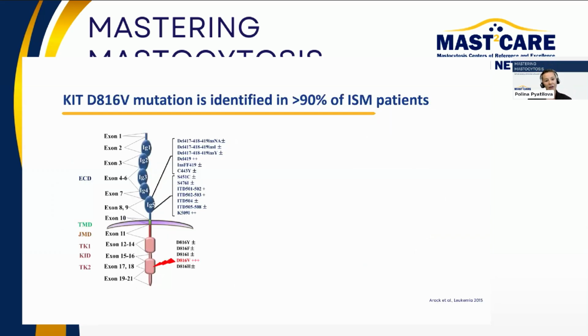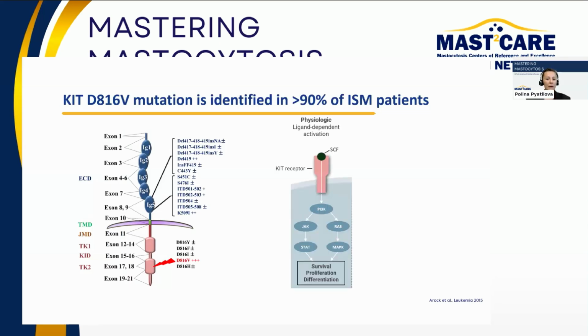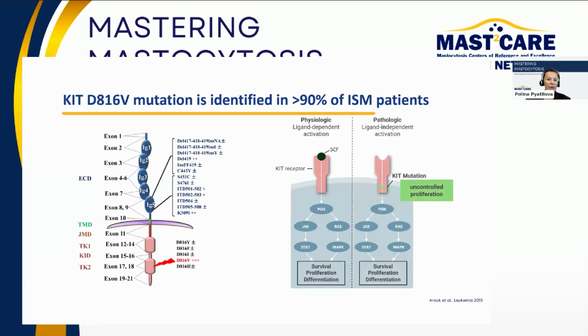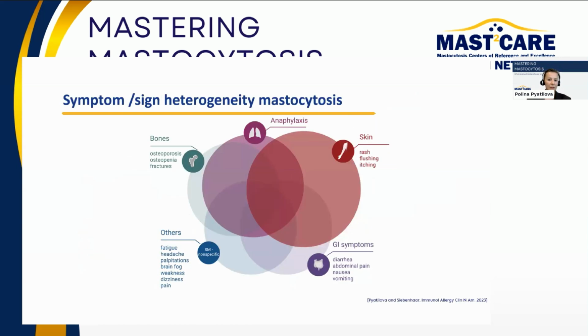But what these patients have is this mutation, and what it means is that usually mast cells need the stem cell factor to grow. But when this mutation, which is seen in almost all of the patients, is there, then they don't need any other factors to grow. So then they grow and they can also form clusters in these organs, which results in the symptoms.